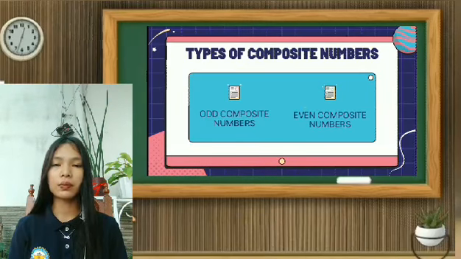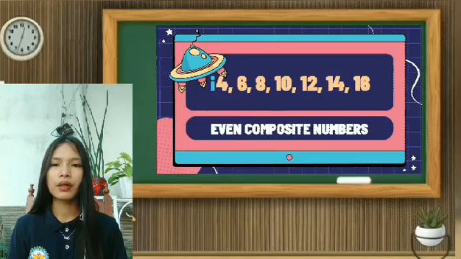Even composite numbers. All the even numbers which are not prime are even composite numbers. For example, 4, 6, 8, 10, 12, 14, 16 are even composite numbers. Consider the numbers 1, 2, 3, 4, 9, 10, 11, 12, and 15 again. Here, 4, 10, and 12 are even composite numbers because they have even divisors and satisfy the composite condition.